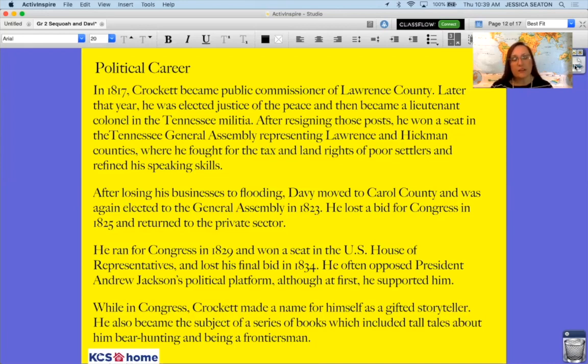He ran for Congress in 1829 and won a seat in the U.S. House of Representatives and lost his final bid in 1834. He often opposed President Andrew Jackson's political platform, although at first he supported him. While in Congress, Crockett made a name for himself as a gifted storyteller. He also became the subject of a series of books which included tall tales about him bear hunting and being a frontiersman.